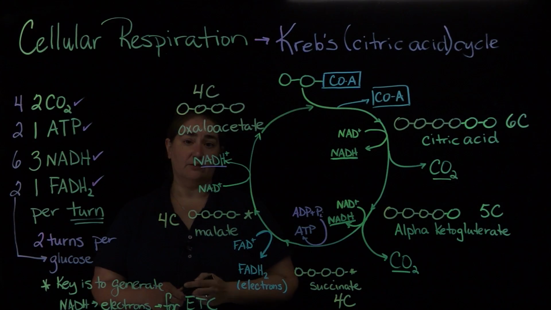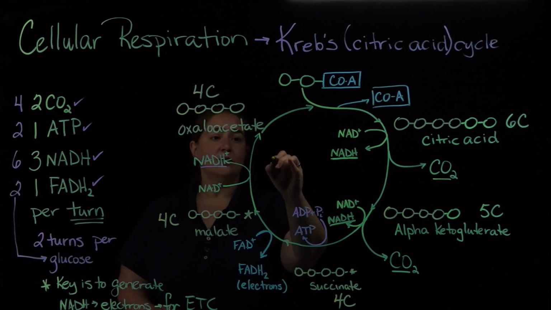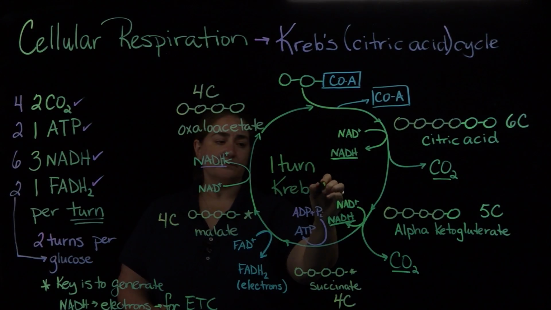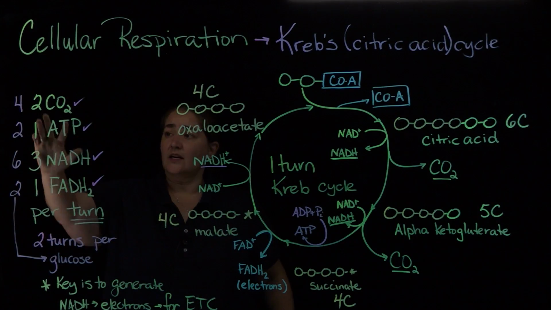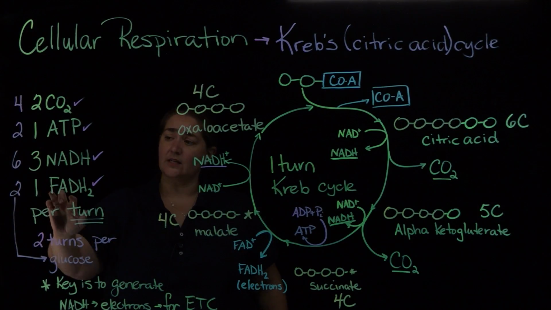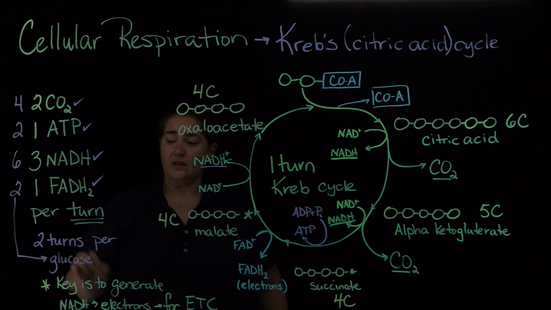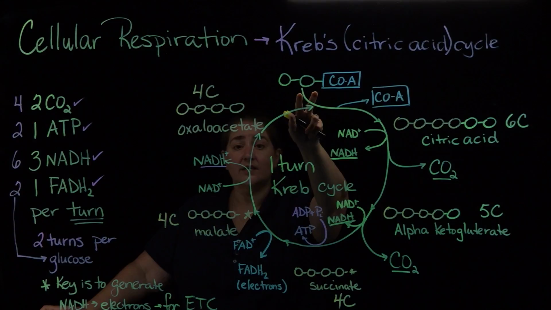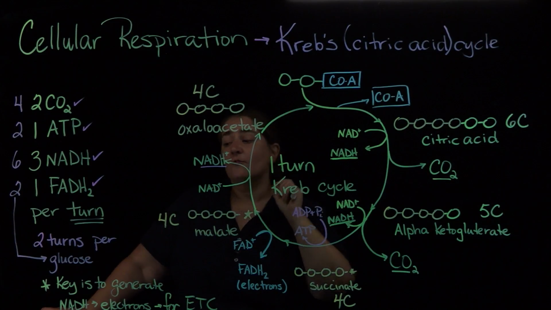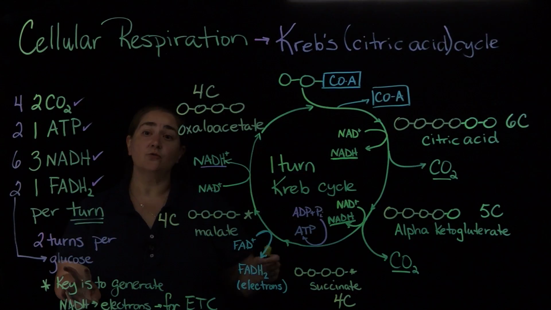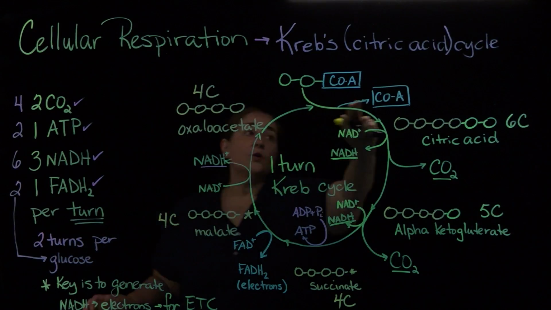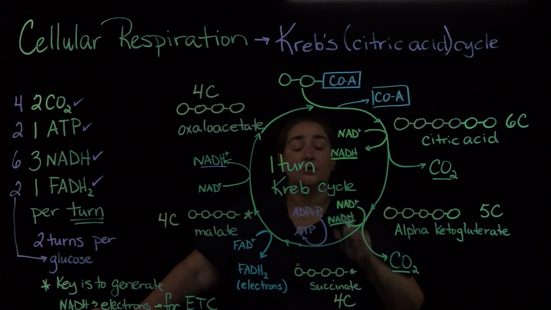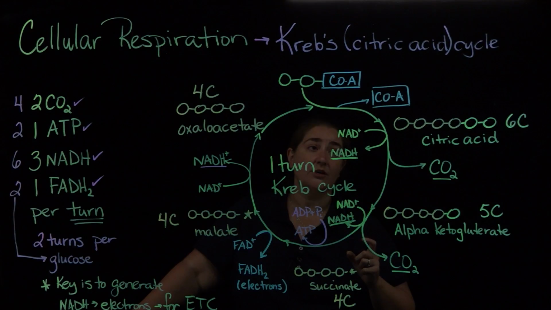which will remain in the citric acid cycle until the next molecule of acetyl-CoA comes in, okay? So what we've got here, 1 turn of our Krebs cycle is going to give us 2 carbon dioxide, 1 ATP, 3 NADH, 1 FADH2. Because we have 2 acetyl-CoAs generated in glycolysis for each glucose molecule, we're going to make 2 turns, all right? So that next acetyl-CoA would come in. We lose the CoA, which can then be reused within the matrix of the mitochondria.